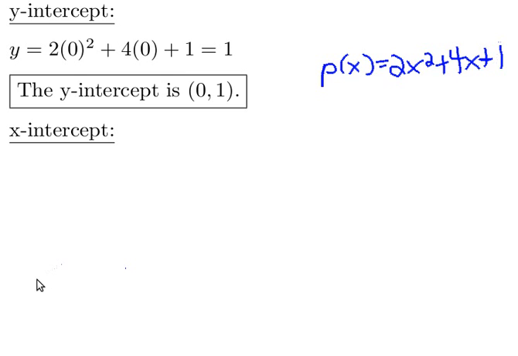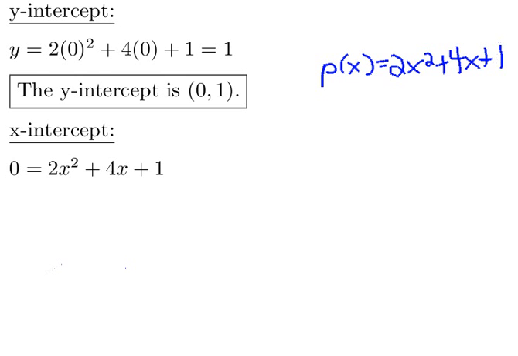0 equals 2x squared plus 4x plus 1. Just replace this p of x, which is equal to y, with 0. Okay, so this one we can't solve by factoring, and that's what makes this one different. So we're going to have to solve it using the quadratic equation. I'm going to go ahead and do that now.